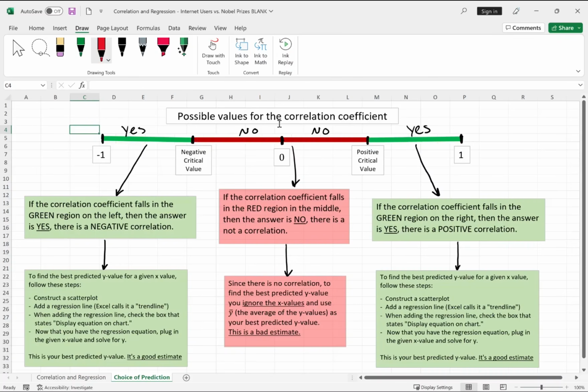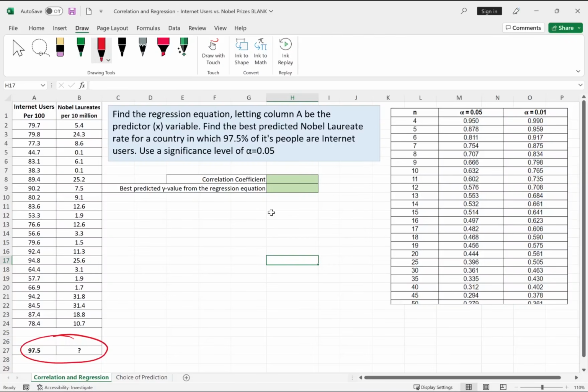So if the correlation coefficient is in this red region between the critical values, then the answer is no, and we make our prediction one way, using the average y value. If our correlation coefficient is in the green region to the left or to the right, it doesn't matter which, but if it's in one of the green regions, we make our prediction a different way. We use the regression equation. Okay, so step one, if we're going to make a prediction, is we have to figure out how we're going to make that prediction, and that's based on the answer to the yes/no question. Is there a statistical correlation, yes or no?